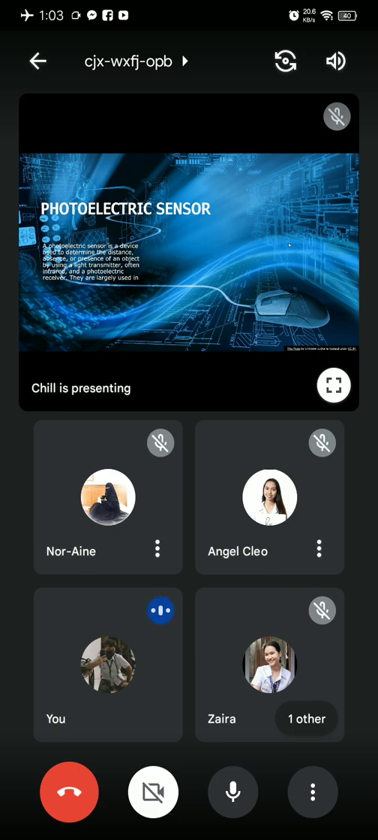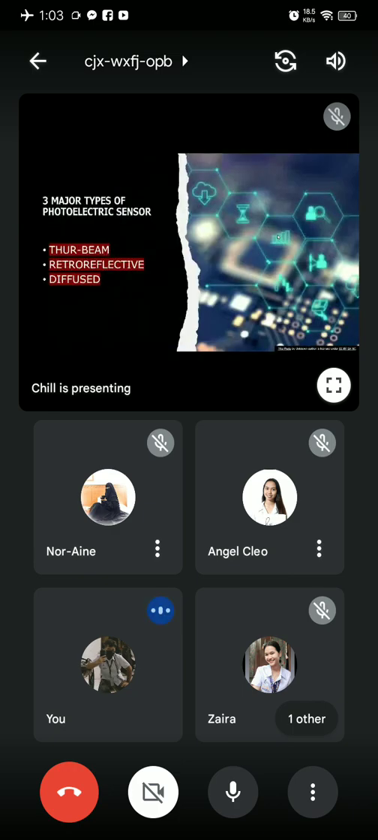So now the types of photoelectric sensor. There are three major types, the first of which is the through beam. The through beam detects and counts parts. It is the basic principle of the photoelectric sensor.